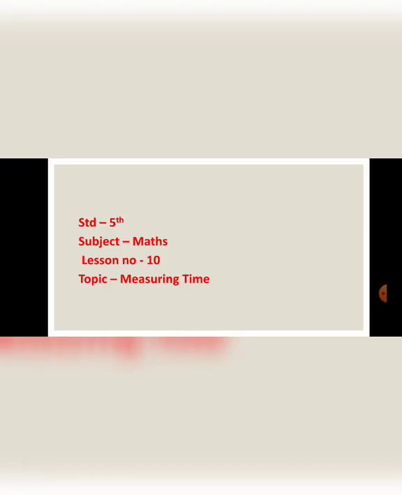Welcome to Maths class. Today we are going to study lesson number 10, Measuring Time. So let's start. As you can see a clock over here, students. Now there are three hands of the clock: the smaller one, the bigger one, and this thin one. The smaller one is used to show the hours in the clock. The bigger one is used to show the minutes, and the one which is in the red color is used to show the seconds. That means we have three hands in our clock, one for hours, one for minutes, and one for seconds.